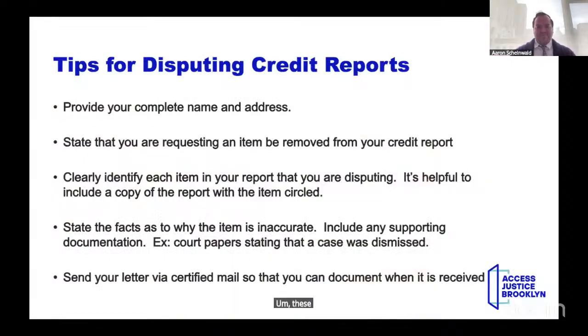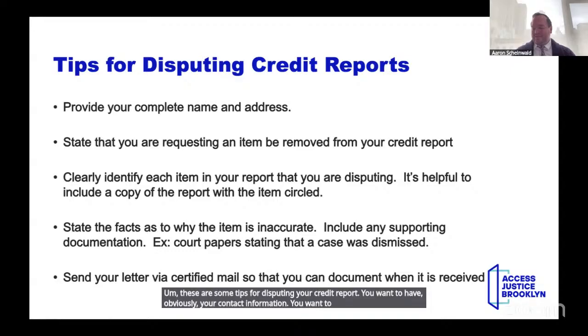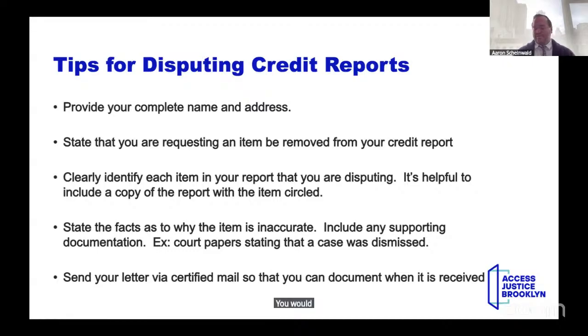These are some tips for disputing your credit report. You want to have obviously your contact information. You want to be clearly stating that you're writing to someone for a specific purpose, i.e. that you want something removed. You could attach a copy of their credit report and annotate that with the item that you are disputing. You would say why it's inaccurate, obviously, and provide your supporting documentation and ideally proof of mailing.